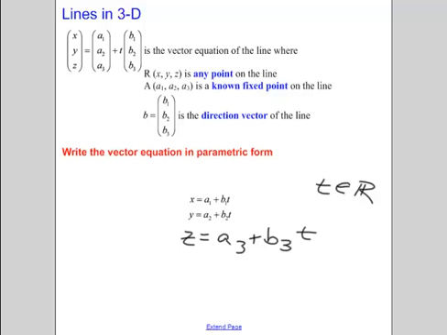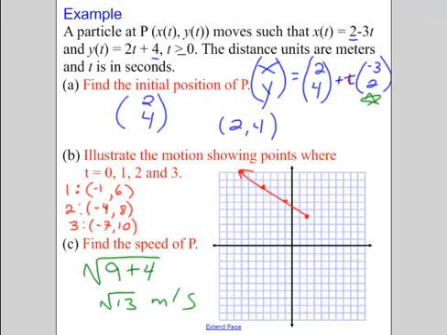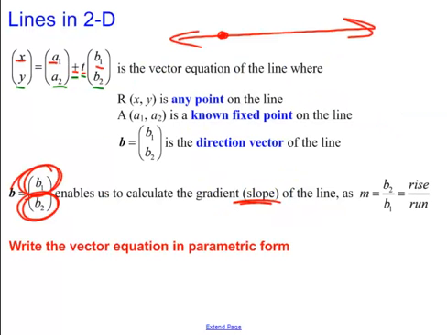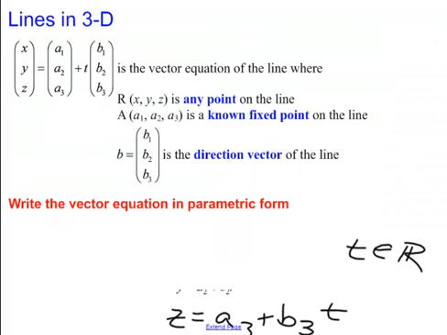There is no gradient for 3D lines. We just say it's a direction vector. Whereas in 2D lines, that direction vector is that slope, that's the gradient. In three-dimensional lines, that is not the case.